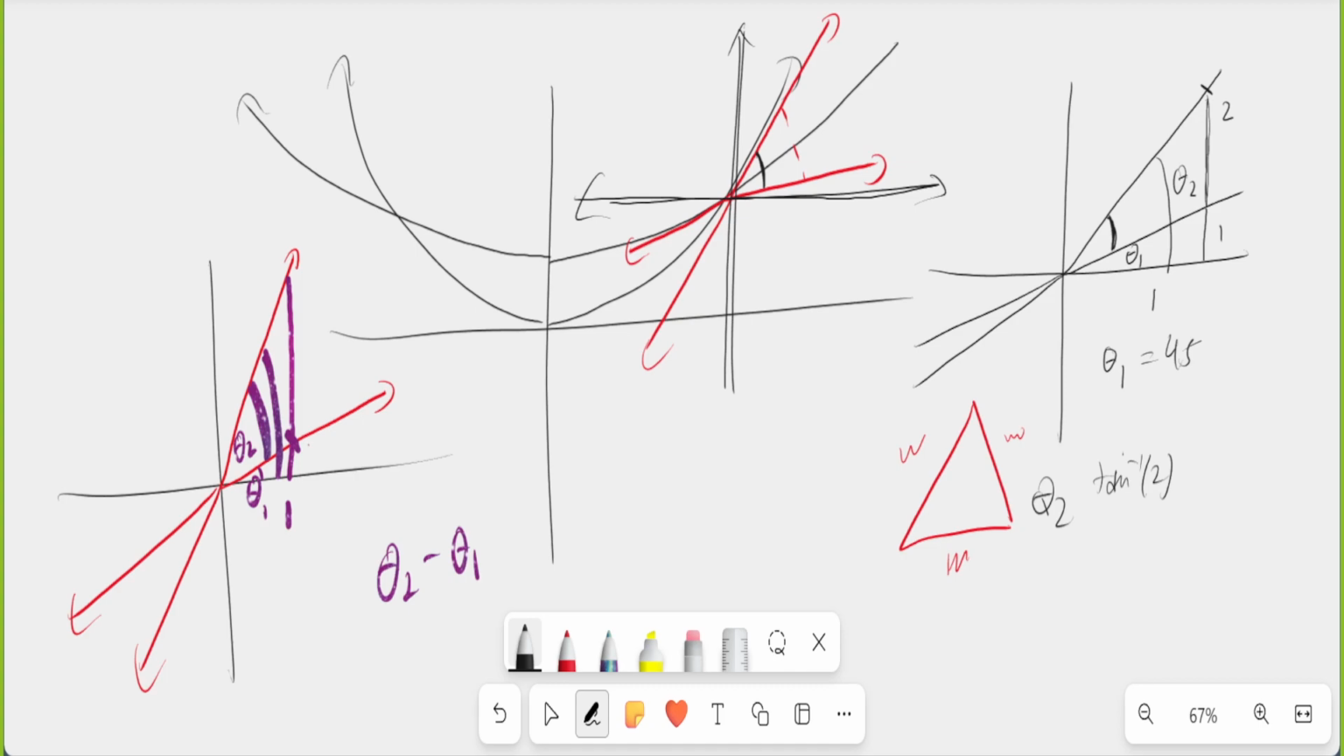Okay, I see. So specifically for this one, they use systems of equations, and then they're trying to find the angle. Okay, I got it.